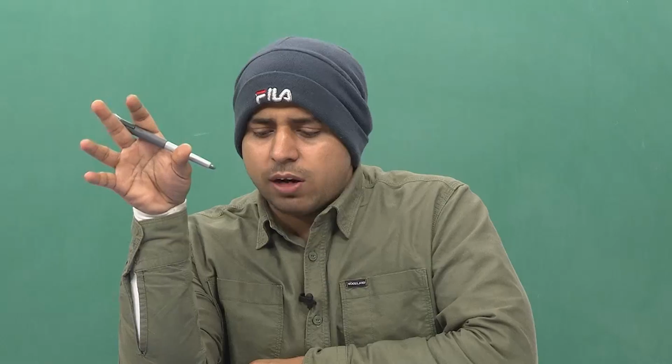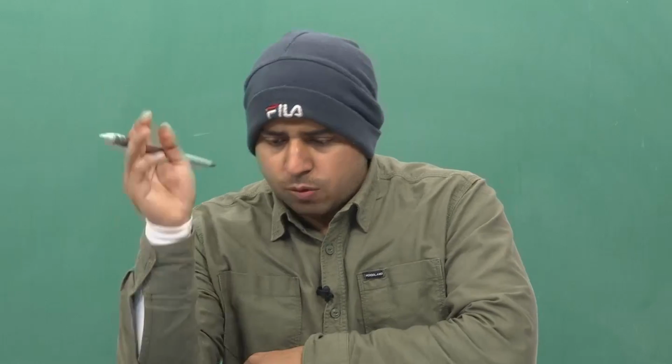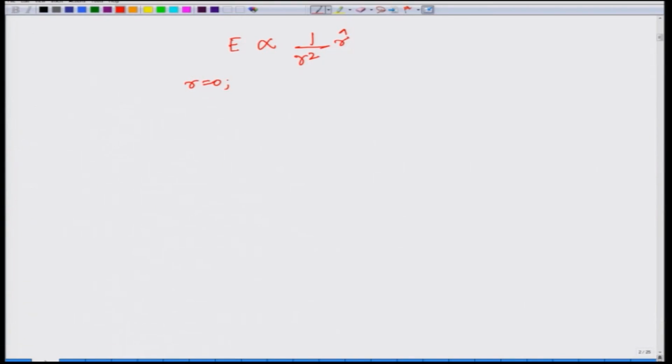The problem is that when we write our E proportional to 1 by r square r cap, we are neglecting the value at r equal to 0. What is happening at r equal to 0? We can see that the electric field blows up at r equal to 0. So to handle such ambiguity, we will define a function called the delta function, such that delta of x is 0 for x not equal to 0 and infinite for x equal to 0.